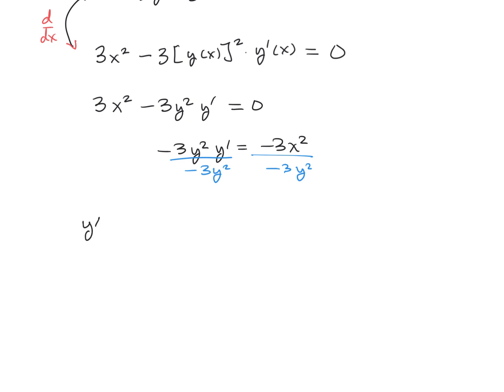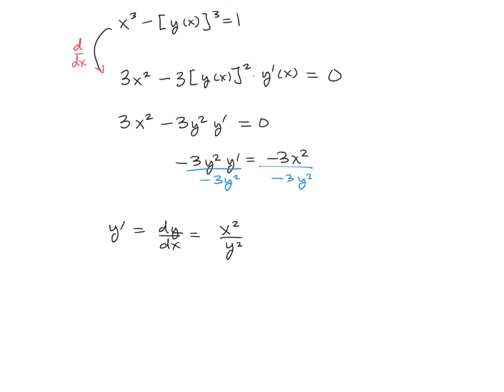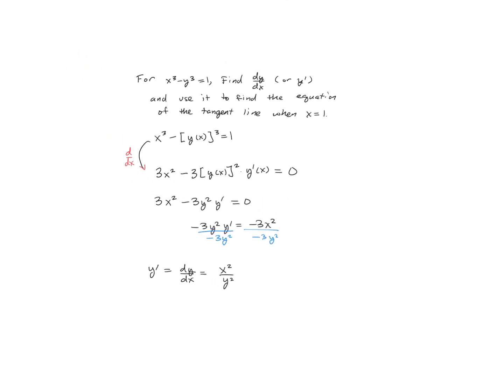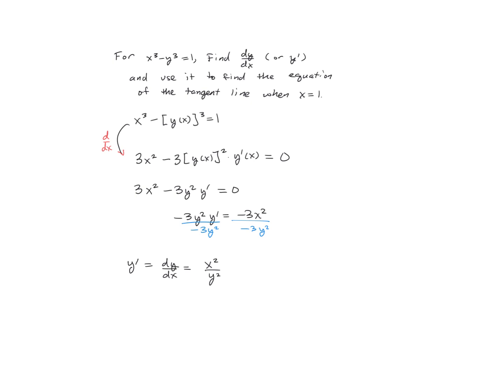So again, y prime, or again, dy dx, depending on your preferences, is going to be equal to positive x squared over y squared. And that right there is our dy dx, our derivative. But we're not done because we wanted to actually find the equation for the tangent line. So again, we want the tangent line when x is equal to 1.